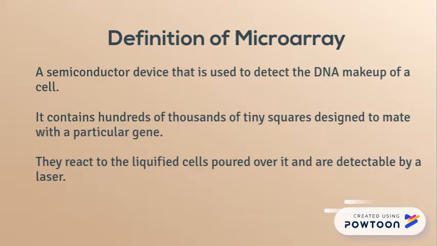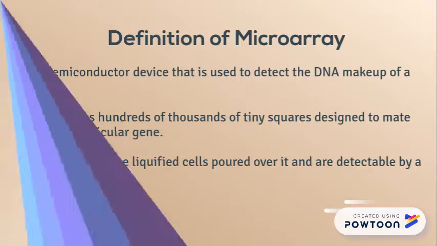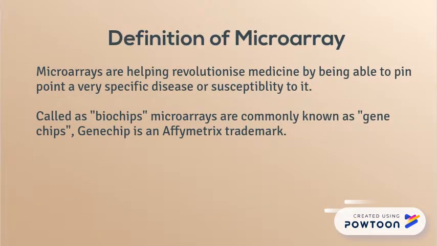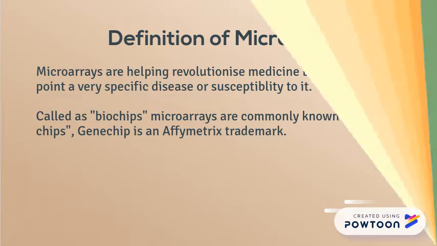Definition of microarray: a semiconductor device that is used to detect the DNA makeup of a cell. It contains hundreds of thousands of tiny squares designed to mate with a particular gene. They react to the liquefied cells poured over it, and are detectable by a laser. Microarrays are helping revolutionize medicine by being able to pinpoint a very specific disease or susceptibility to it. Biochip microarrays are commonly known as gene chip. Gene chip is an affirmative trademark.